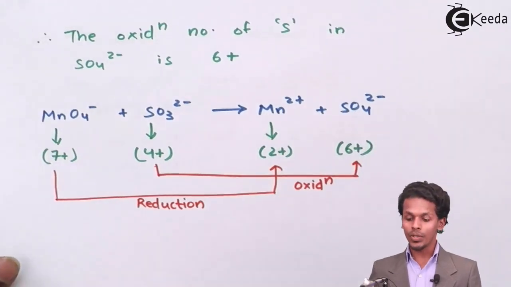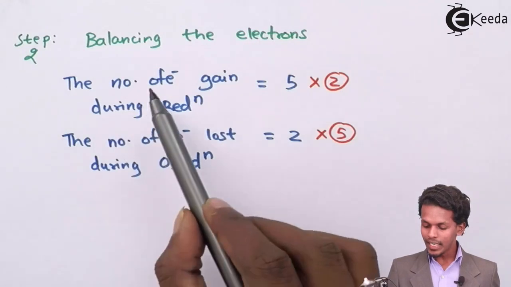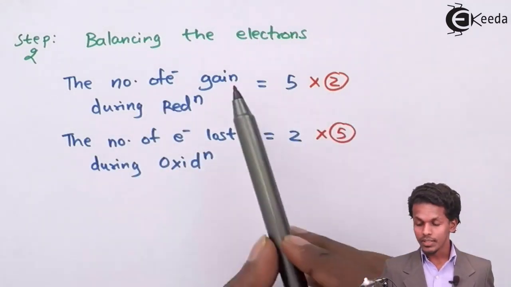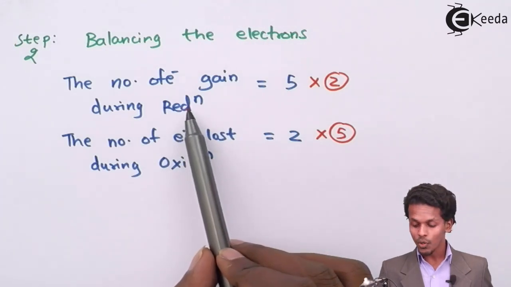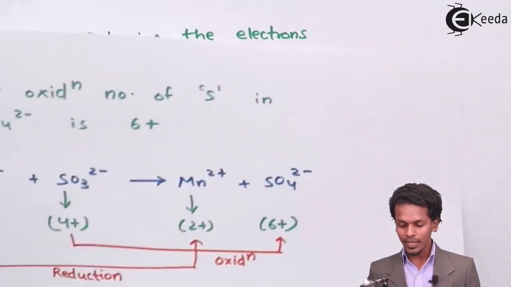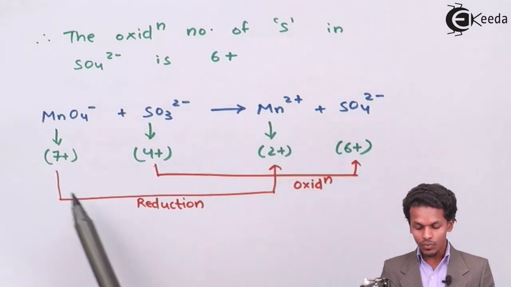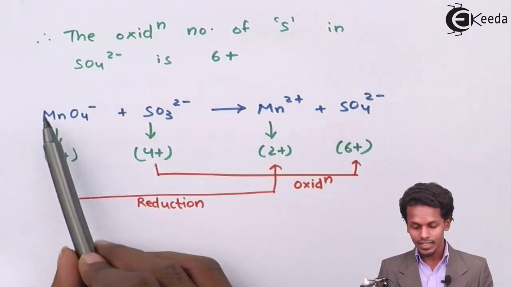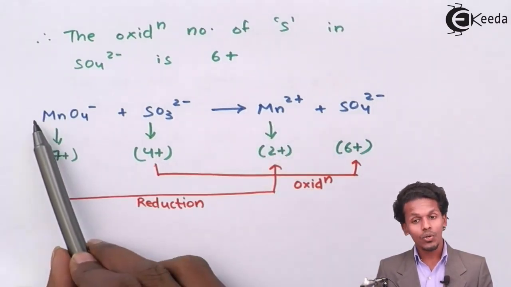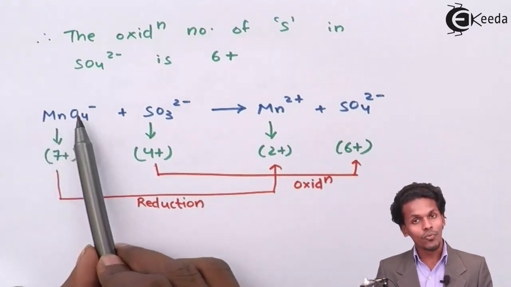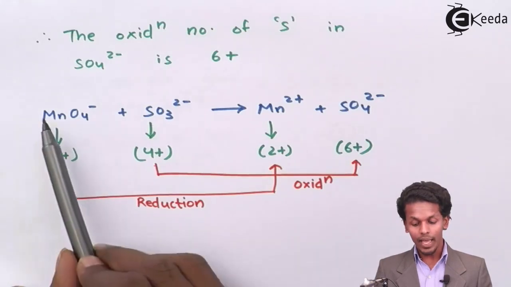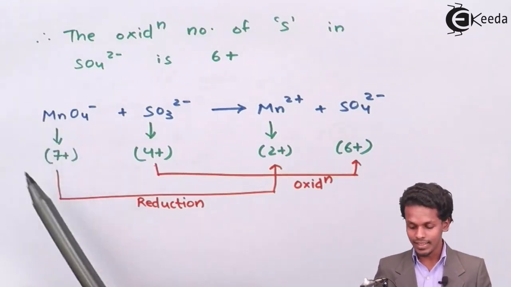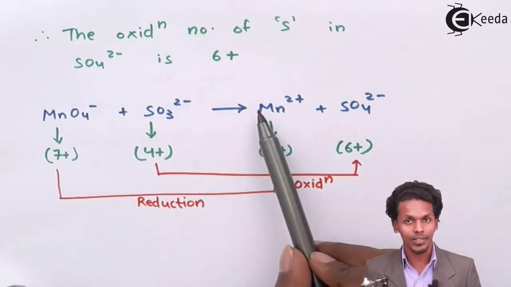So now what we are going to do is multiply 2 for the one which is showing a reduction process. So in this case, we are going to multiply 2 with the one showing the reduction process, that is this one. We are multiplying 2 with MnO4 minus, and if Mn is repeating twice, then this product will also repeat twice.